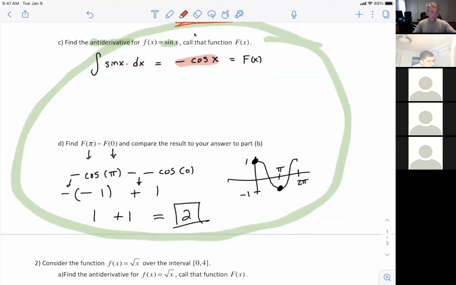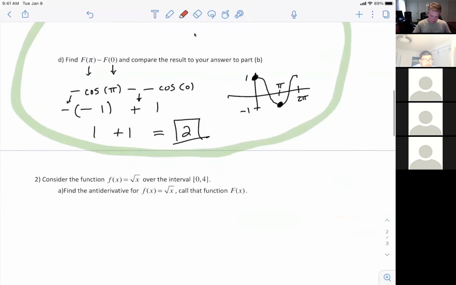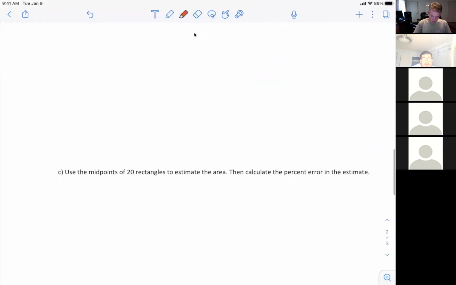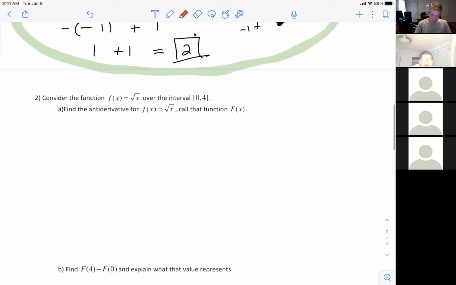Okay, so now we're going to do the same thing with the square root function. But I switched the order. So we're going to do it using the fundamental theorem of calculus first, and then we're going to do it using 20 rectangles later. So first, find the antiderivative. So in other words, find the antiderivative for the square root of x. Well, the first thing that I would do is rewrite the square root so that it's x to the 1/2.